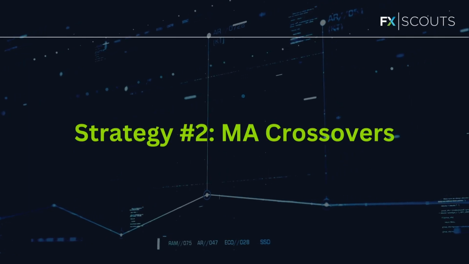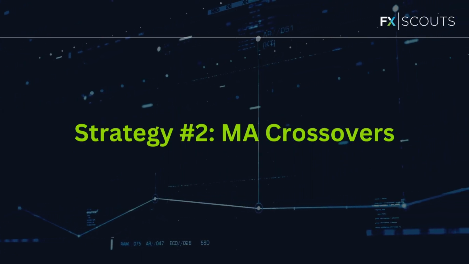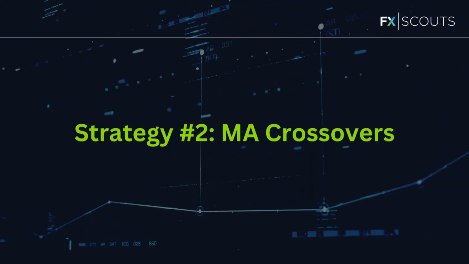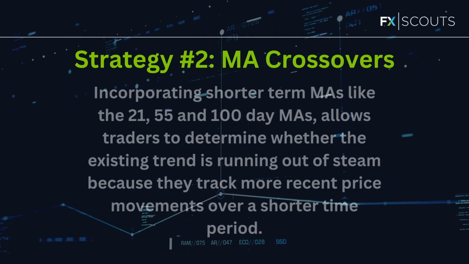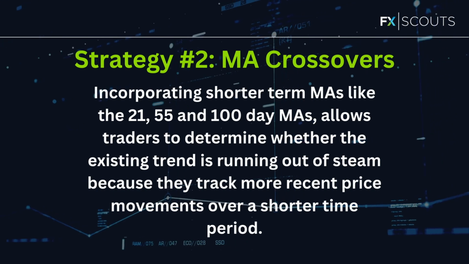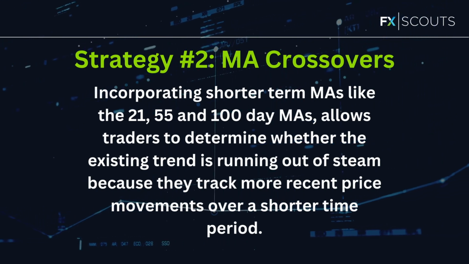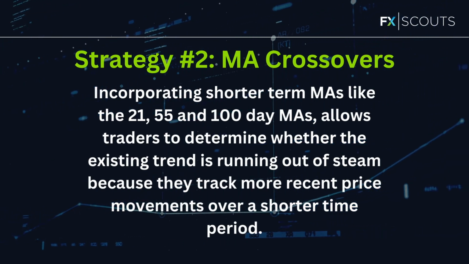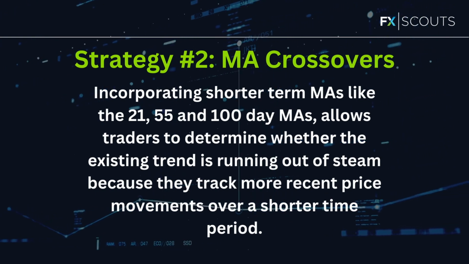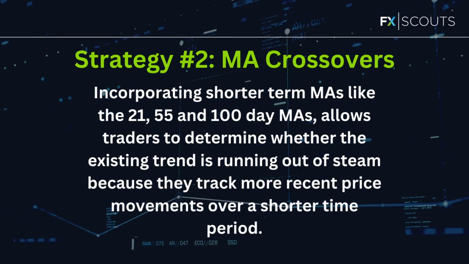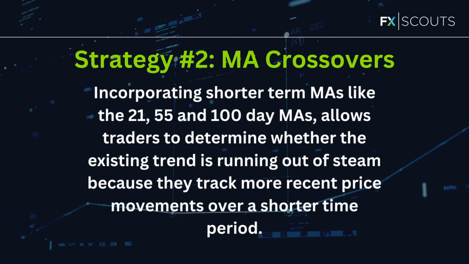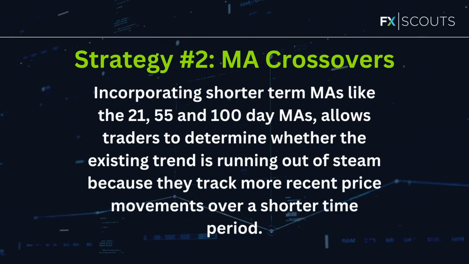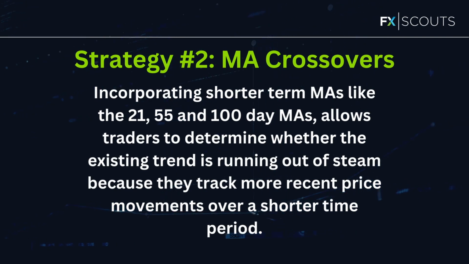The second strategy is moving average crossovers. So once the long-term trend is identified, traders often assess the strength of the trend. And this is important because a weakening trend could signal a trend reversal and presents the ideal time to exit an existing trade. So incorporating shorter term moving averages like the 21, 55, and 100-day moving averages allows traders to determine whether the existing trend is running out of steam because they track more recent price movements over a shorter period of time.